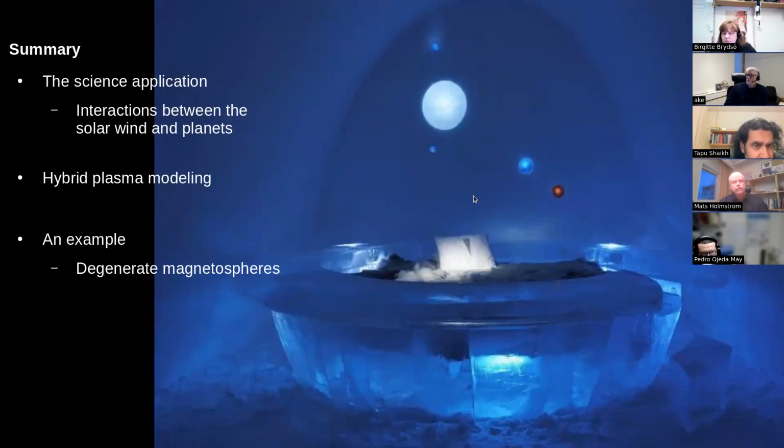Yeah, so that was a very brief summary of one thing that we are doing on the computers in Umeå. So we're looking at the interaction between solar wind and planets, and we're using this hybrid plasma model that we have developed. And I showed you an example of this degenerate magnetospheres. And this is a picture from the Ice Hotel. So it's one of the suites that were designed during an opposition. And this is actually similar to what we have now with the Sun, Earth, and Mars on one line. So that's why Mars is really close to Earth at the moment.